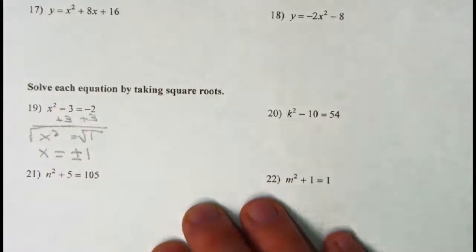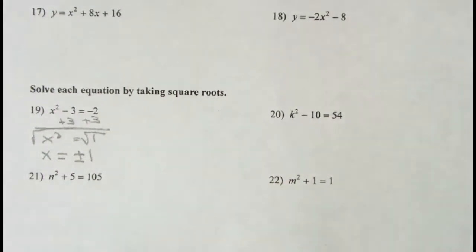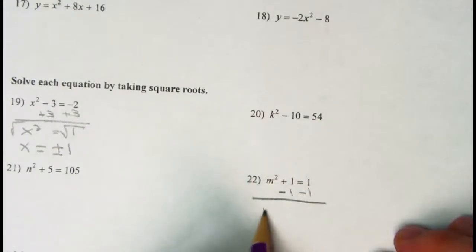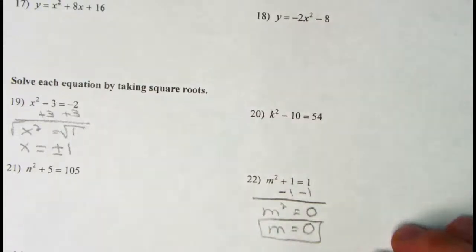2 answers, plus or minus 1. Okay. I guess the only exception would be 22. That's where you get 0. So there's only one answer. There's no plus 0, minus 0. There's just 0.